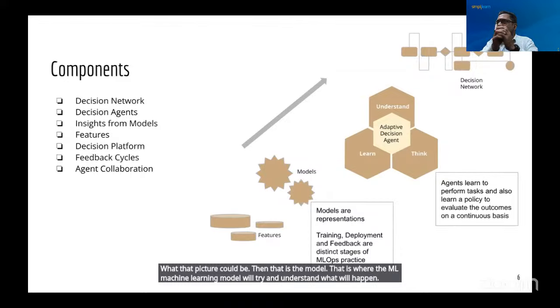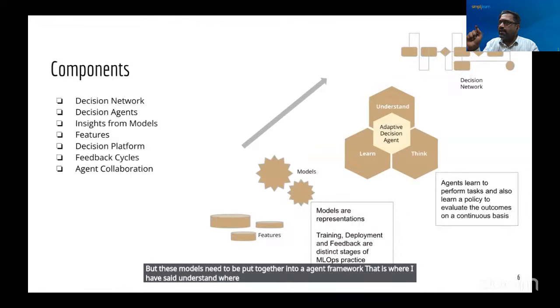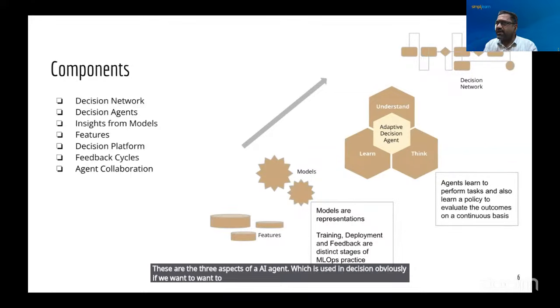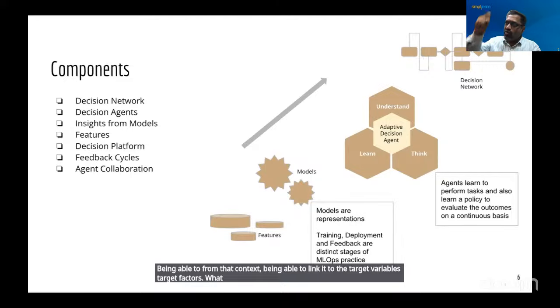But these models need to be put together into an agent framework. That is where I have said understand, think, and learn. These are the three aspects of an AI agent which is used in decision. Obviously, if you want to help a decision maker, these three aspects are required. We have to understand the context and data, and then think, in the sense of being able to link that context to the target variables, the target factors, what I wanted to achieve. How do I achieve it?